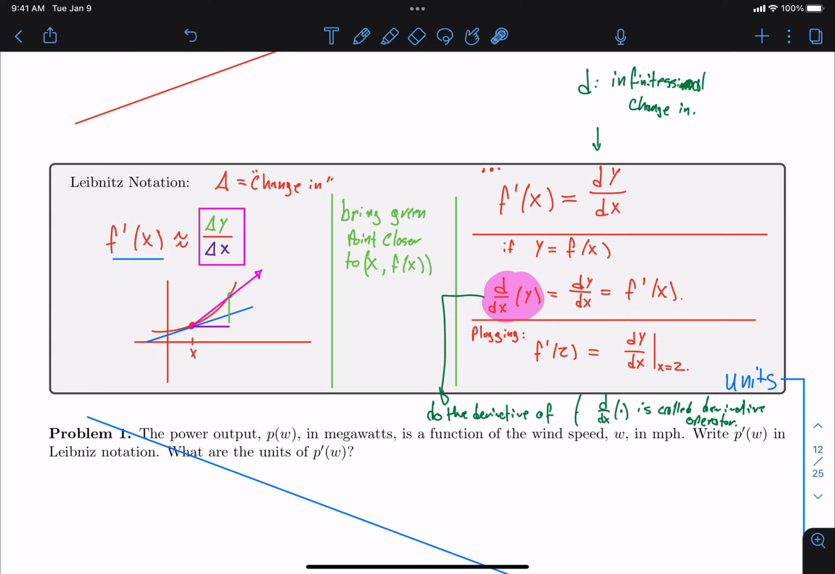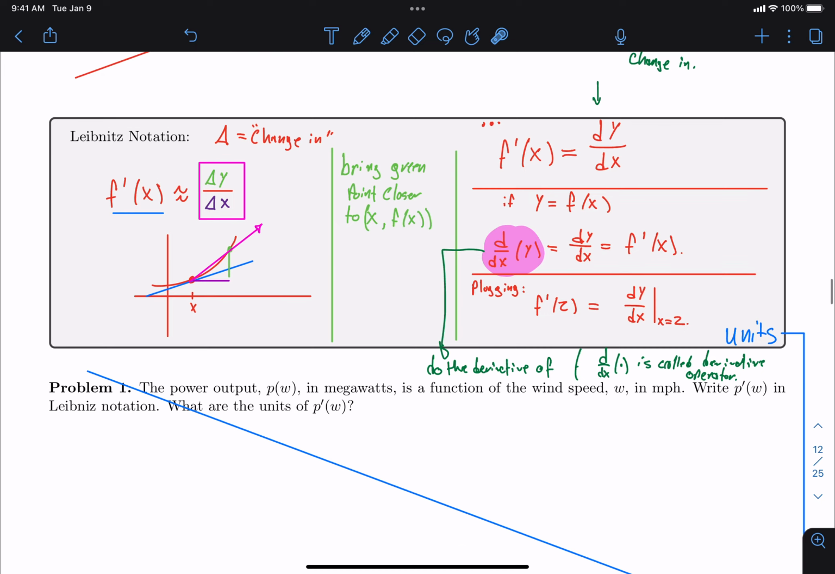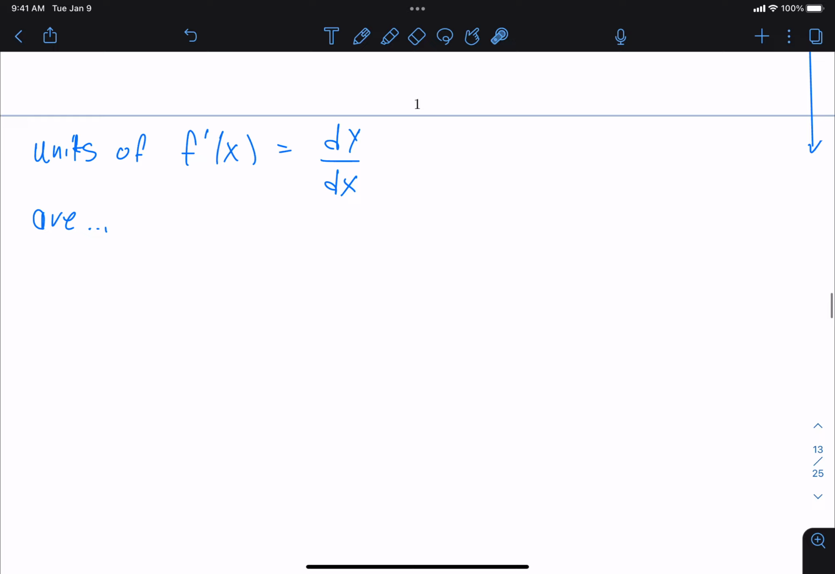So while we're at it, why don't we talk about the units of a derivative function really quickly? The units of a derivative function are the units of y divided by the units of x. Okay, surprise.